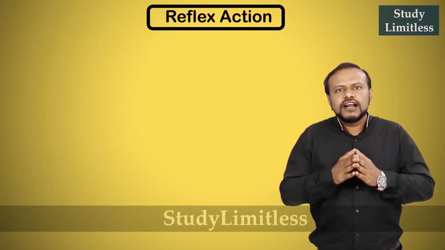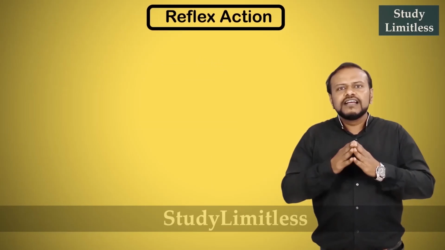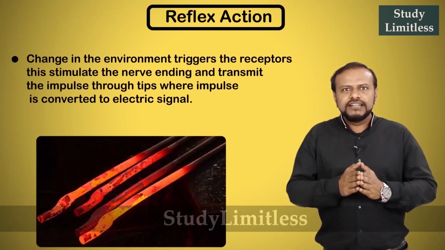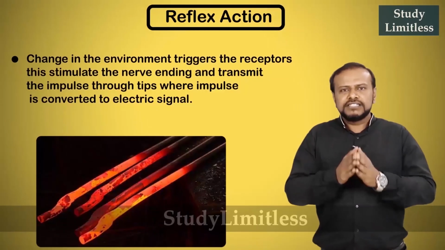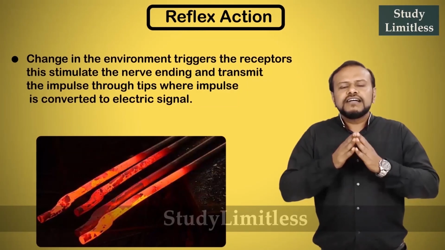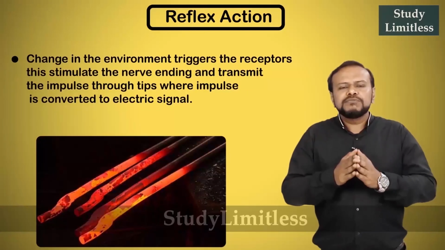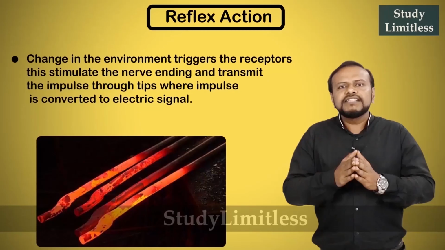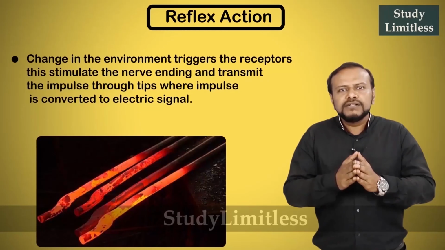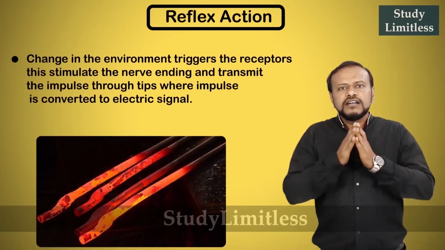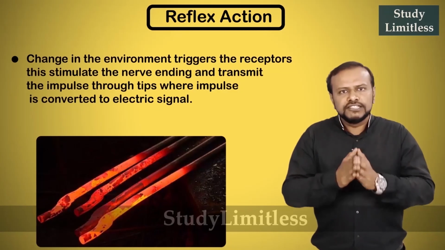Now let us discuss how these reflex actions are performed. So a rapid change in the environment triggers the receptors which are present on the surface, which in turn stimulate the nerve endings and transmit the impulse to the dendritic tips, wherein this chemical signal is converted into an electric impulse, and this electric impulse is further transmitted through the nerve cells throughout the nerve tissues.